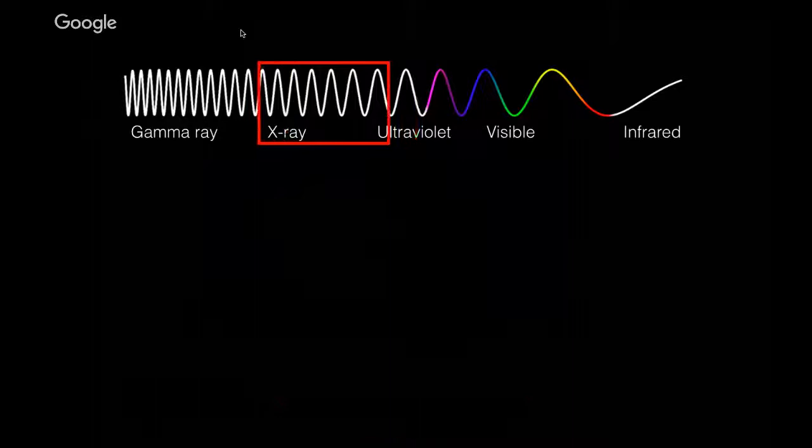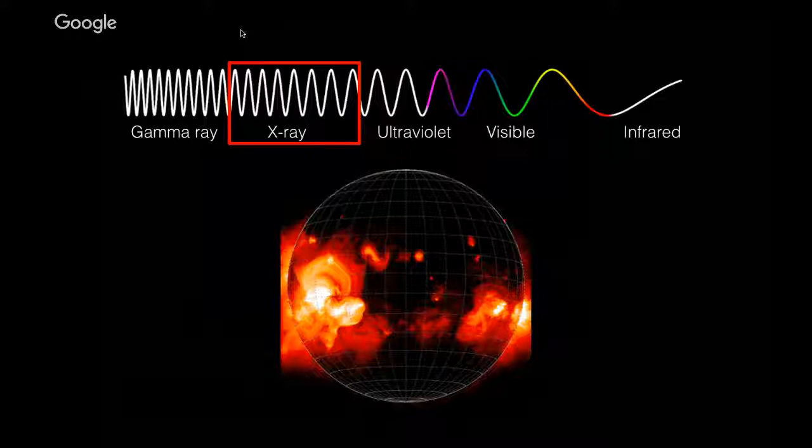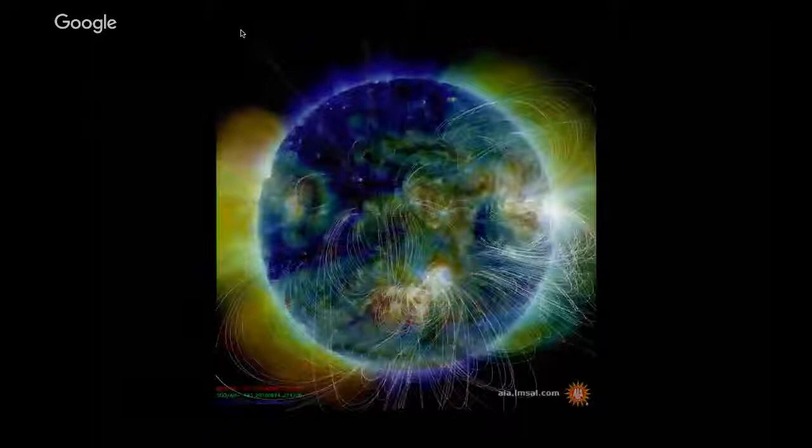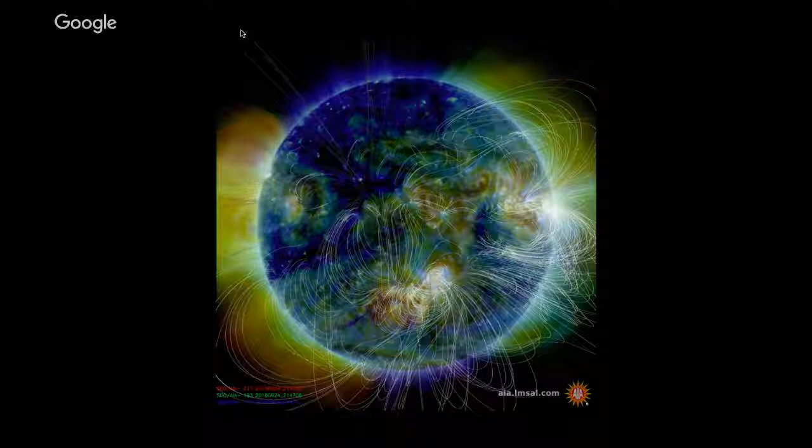I have one more picture here, coming down into the X-rays, where the sun looks like this. Again, you're looking at the loops in the atmosphere of the sun. So there we have from visible all the way into X-rays. But then one thing we like to do is take advantage of the fact that the sun not only is a spherical ball of gas, but also has a magnetic field.